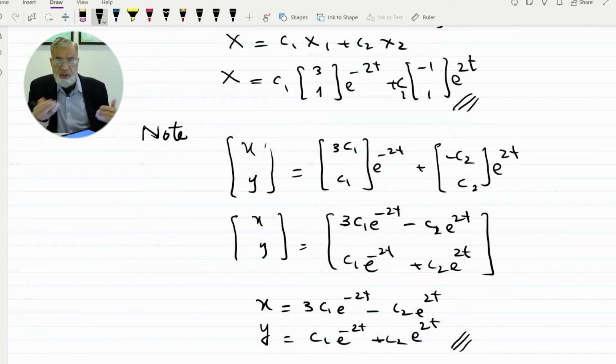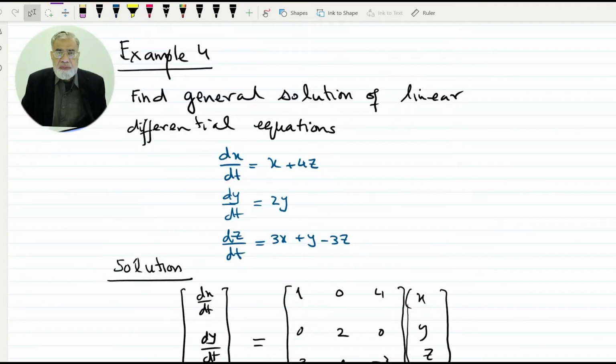So this is just the usual as we have been doing before, and here we write it in matrix form in terms of eigenvalue and eigenvector. So this is the idea. We're going to take one more example, and we apply the eigenvalue eigenvector method to solve the system of equations.